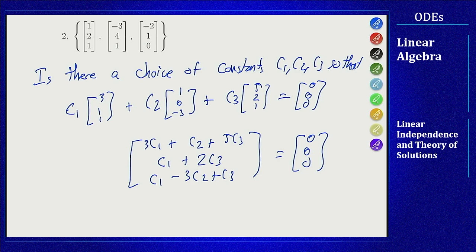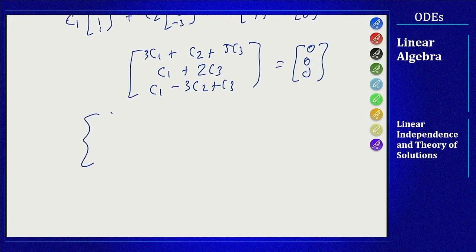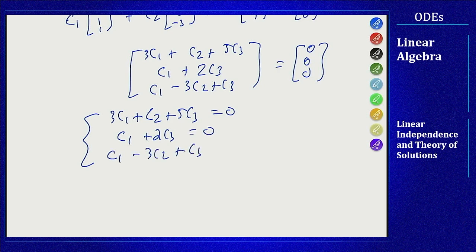This is exactly a three-variable linear system of equations, which we dealt with in the previous section. Our variables here now are the c's, but our equations are what we've seen a million times before. 3c1 plus c2 plus 5c3 equals 0, c1 plus 2c3 equals 0, c1 minus 3c2 plus c3 equals 0. This is a very standard problem we can now solve. We know how to solve this.